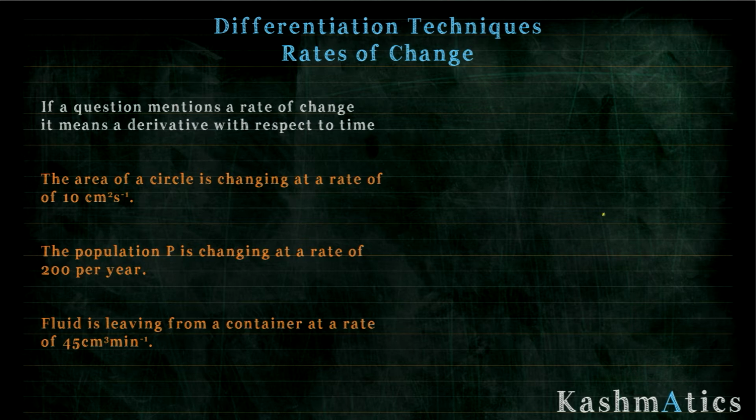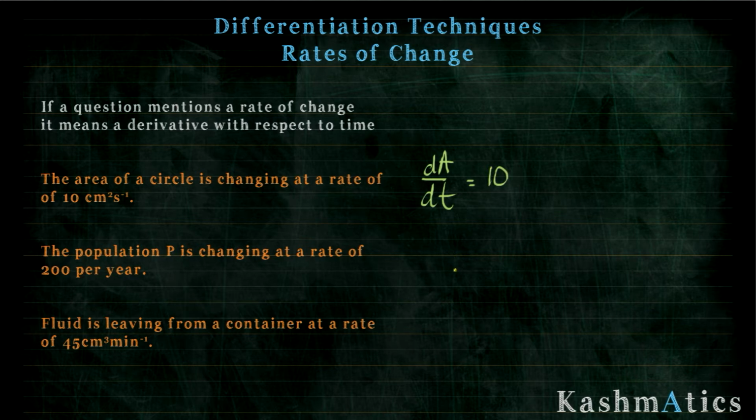Before we start the examples, I'm just going to explain what rate of change means. So if a question mentions a rate of change, it means a derivative with respect to time. So let's have a look at these three statements here. The area of a circle is changing at a rate of 10 centimeters squared per second. So that suggests that dA by dt is equal to 10.